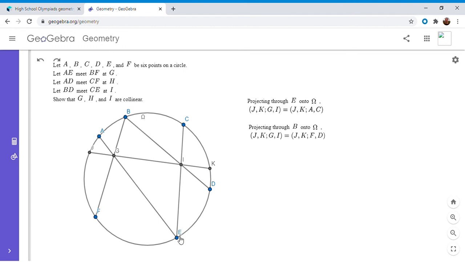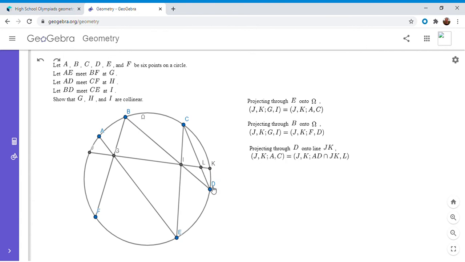Now that I've projected onto the circle, I'm going to project back onto the segment JK. I'm going to show you how I do this. I'm going to take this cross ratio JKAC, and project those 4 points back through D onto the segment JK. I'm going to let CD meet the segment JK at L, and then if I project through D back onto the line JK, I get the cross ratio JKAC is equal to JK, then AD intersect JK, which I haven't labeled, and then if we project C through D, it intersects line JK at L.